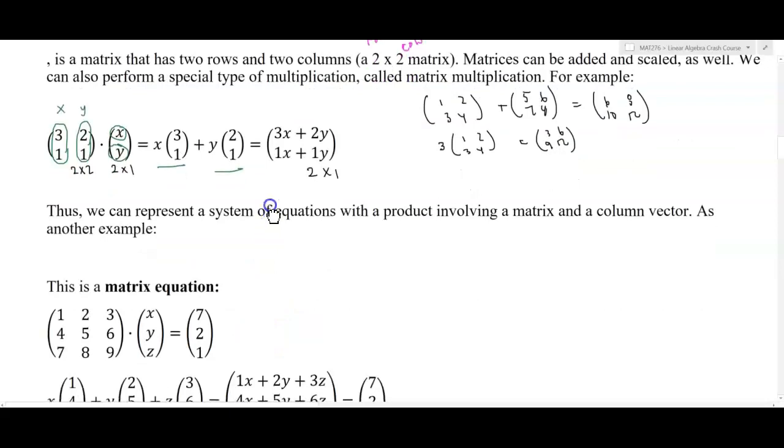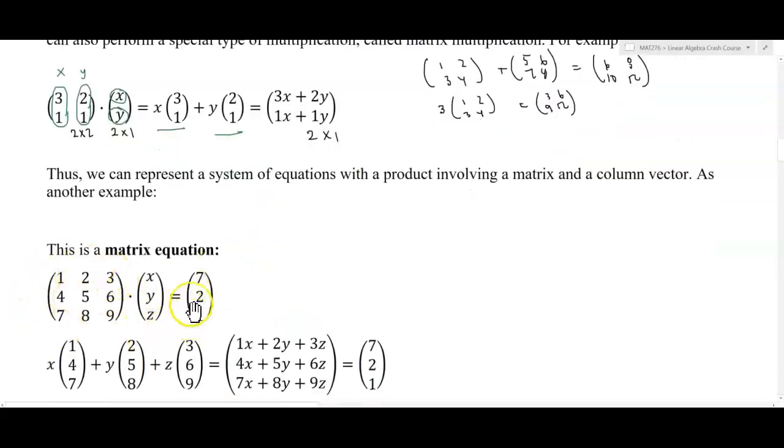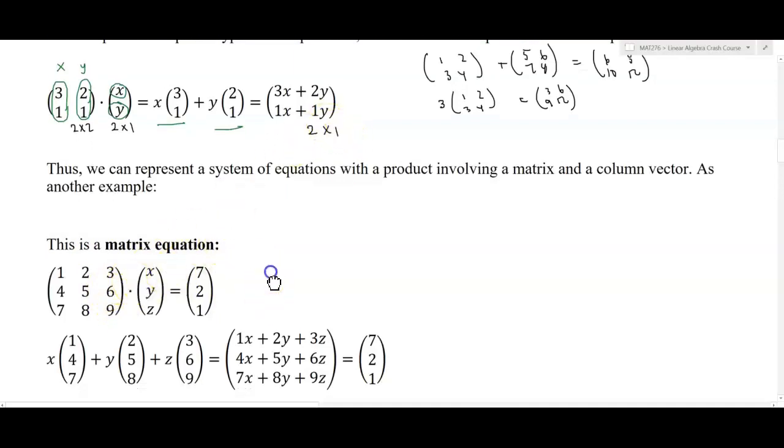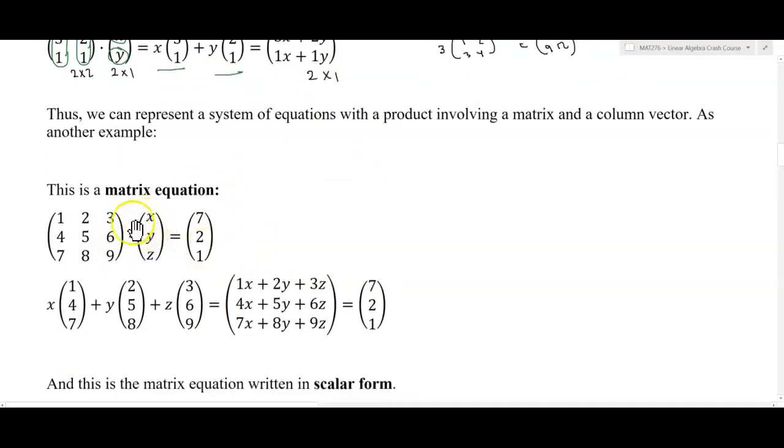As another example, here is a system of equations that is written as a matrix equation right now. A matrix equation just means that it has matrices and vectors in it, potentially both, maybe just one or the other. If we do the multiplication for this, think about it this way: the first, second, and third columns are going to get scaled by x, y, and z respectively, and then those scalar multiples are going to get added together.